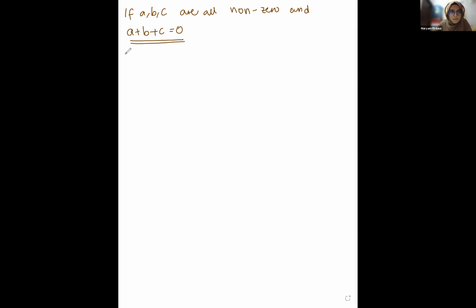Prove that, I hope you're writing the question simultaneously. Prove that A square by BC plus B square by CA plus C square by AB is equal to 3. So how do you suggest we do this?